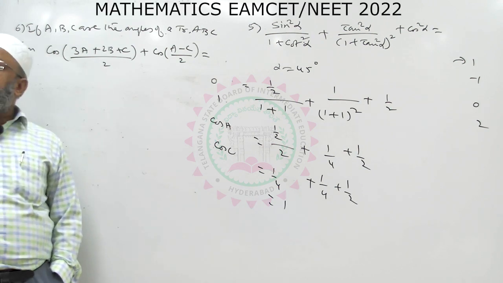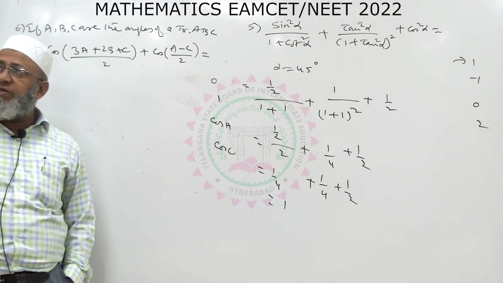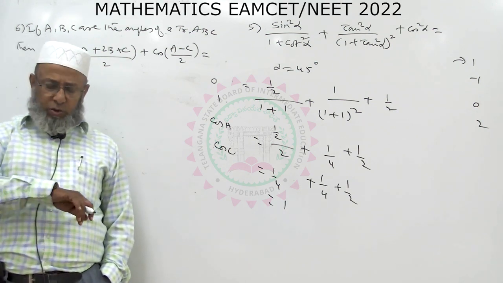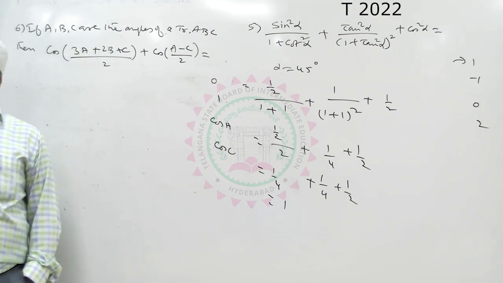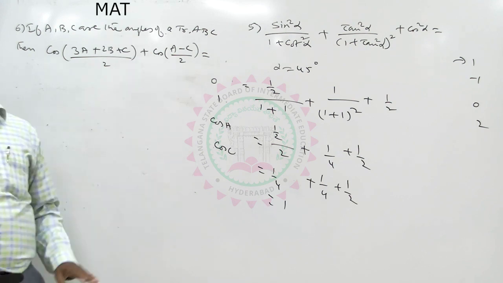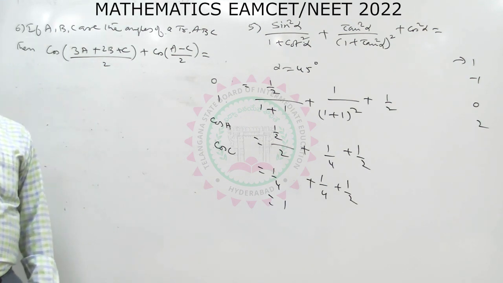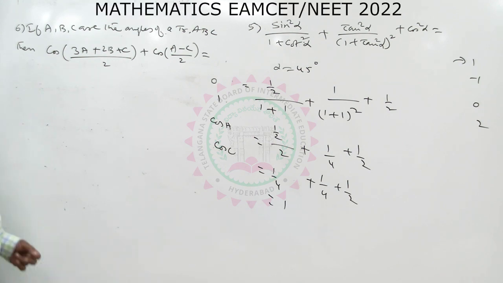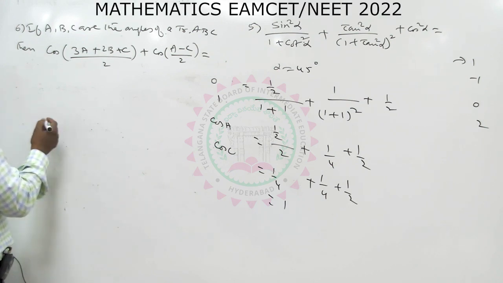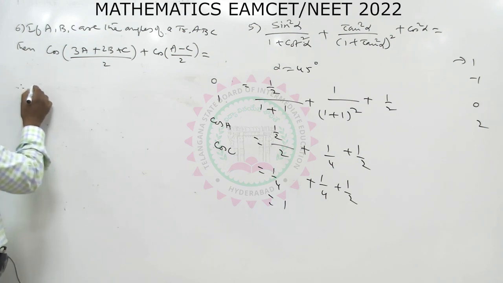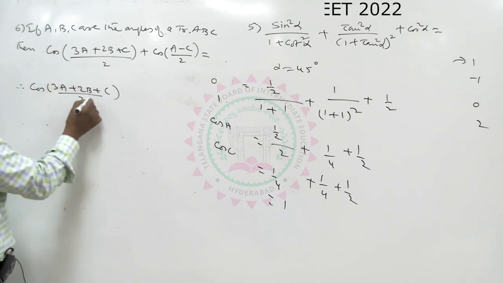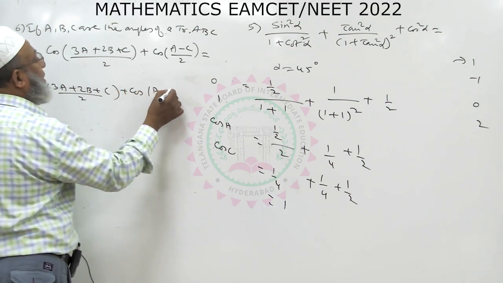By seeing the question, what he says is A, B, C are the angles of a triangle ABC, which means the sum of the angles is equal to 180 degrees, that is A plus B plus C is equal to 180 degrees. If you follow the usual formula, cos C plus cos D, it may take so much time. So again, do some substitution. What is the question? Cos of (3A plus 2B plus C) whole divided by 2 plus cos of (A minus C) by 2.